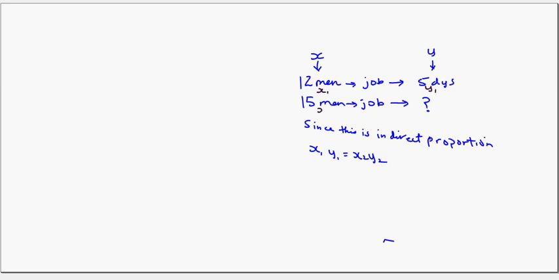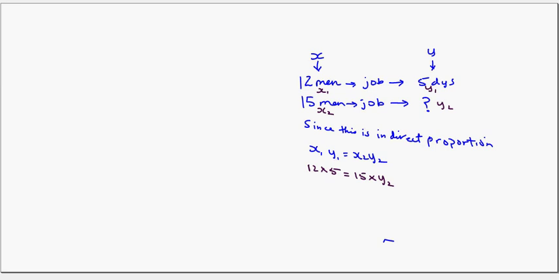The 15 men will be x2, and the unknown will be y2. So if we apply our formula, x1, y1 will be 12 multiplied by 5, and x2, y2 will be 15 multiplied by y2. So can we solve this equation? That's an easy one compared to all that we had to do.